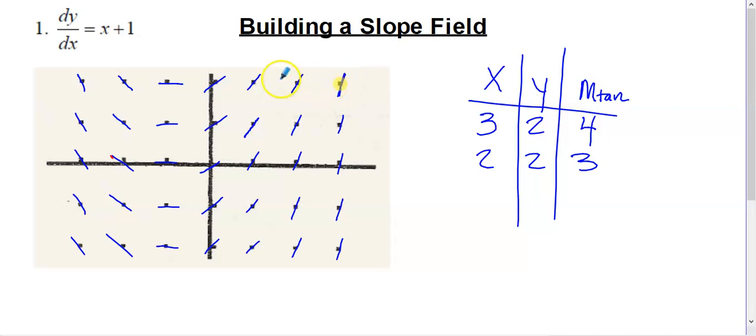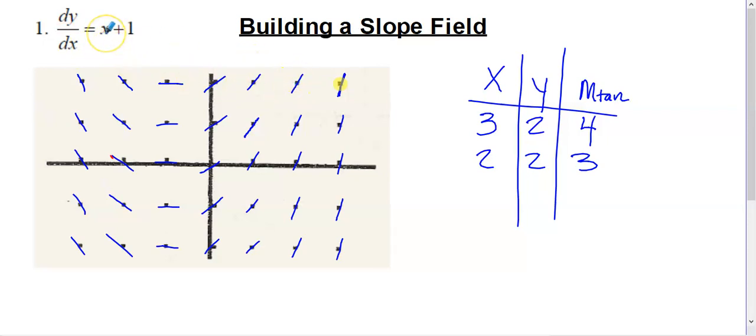I have to decide where I want to go next. I'm eventually going to need to have all of these slopes indicated as you see in the completed slope field. What I chose to do is go to the left. I could have gone down. If I go to the left, what ends up happening? Well, my y value stays 2, and my x value has decreased to 2. So what's the value of my derivative? What's the slope of my tangent line at this point?